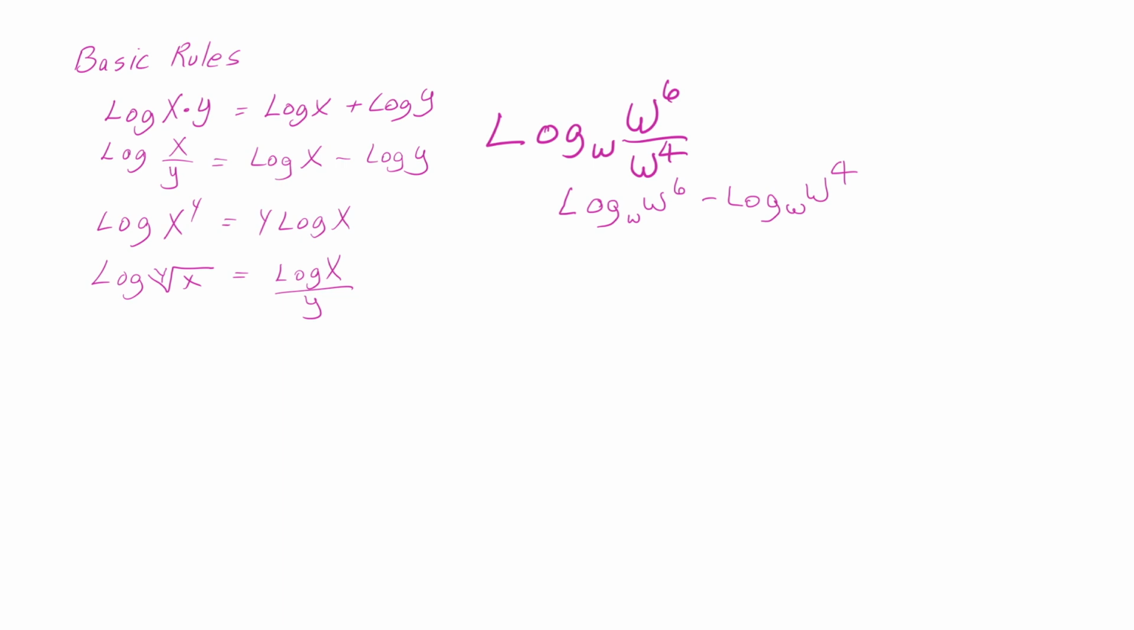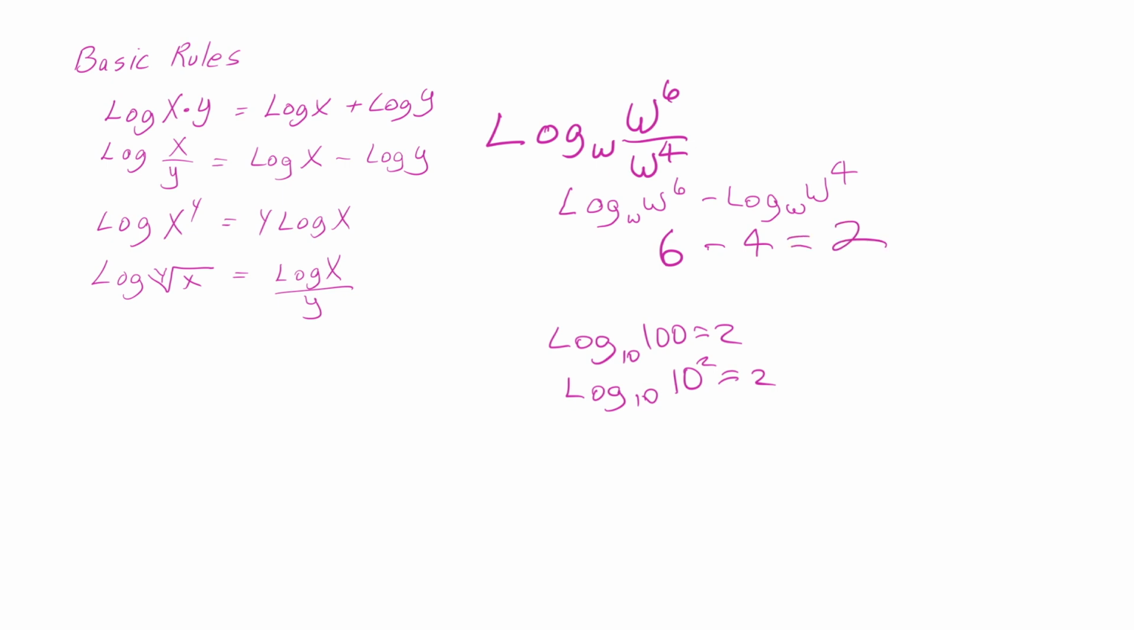Well, here's what we have to remember. We'll take a detour down here. If I take log to the base 10 of 100, it equals 2. That means that 10 squared equals 100. It would also mean that log to the base 10 of 10 squared would simply be 2. Keeping this in mind, we look up here, log to the base w of w to the 6th is just going to be 6, minus log to the base w of w to the 4th, which is 4. 6 minus 4 would equal 2.